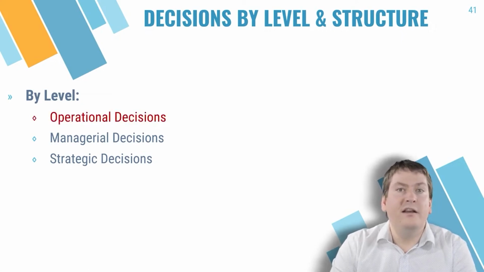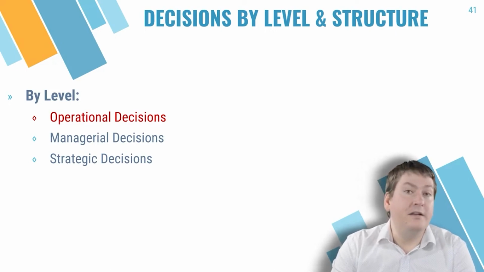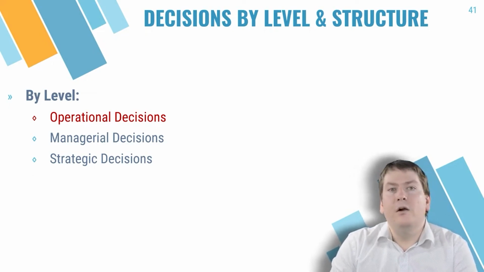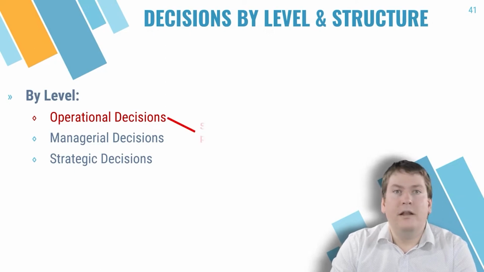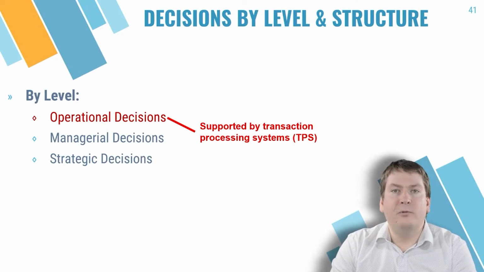Operational decisions concern the day-to-day operations of a business. This would include things like deciding which items in inventory need to be reordered. Do we need more forks? Do we need more napkins? Or they could be things like deciding which supplier's invoice to pay today. Operational decisions are often supported by transaction processing systems, or TPS for short. This could include things like software that automatically orders an inventory item once it's under a certain level.